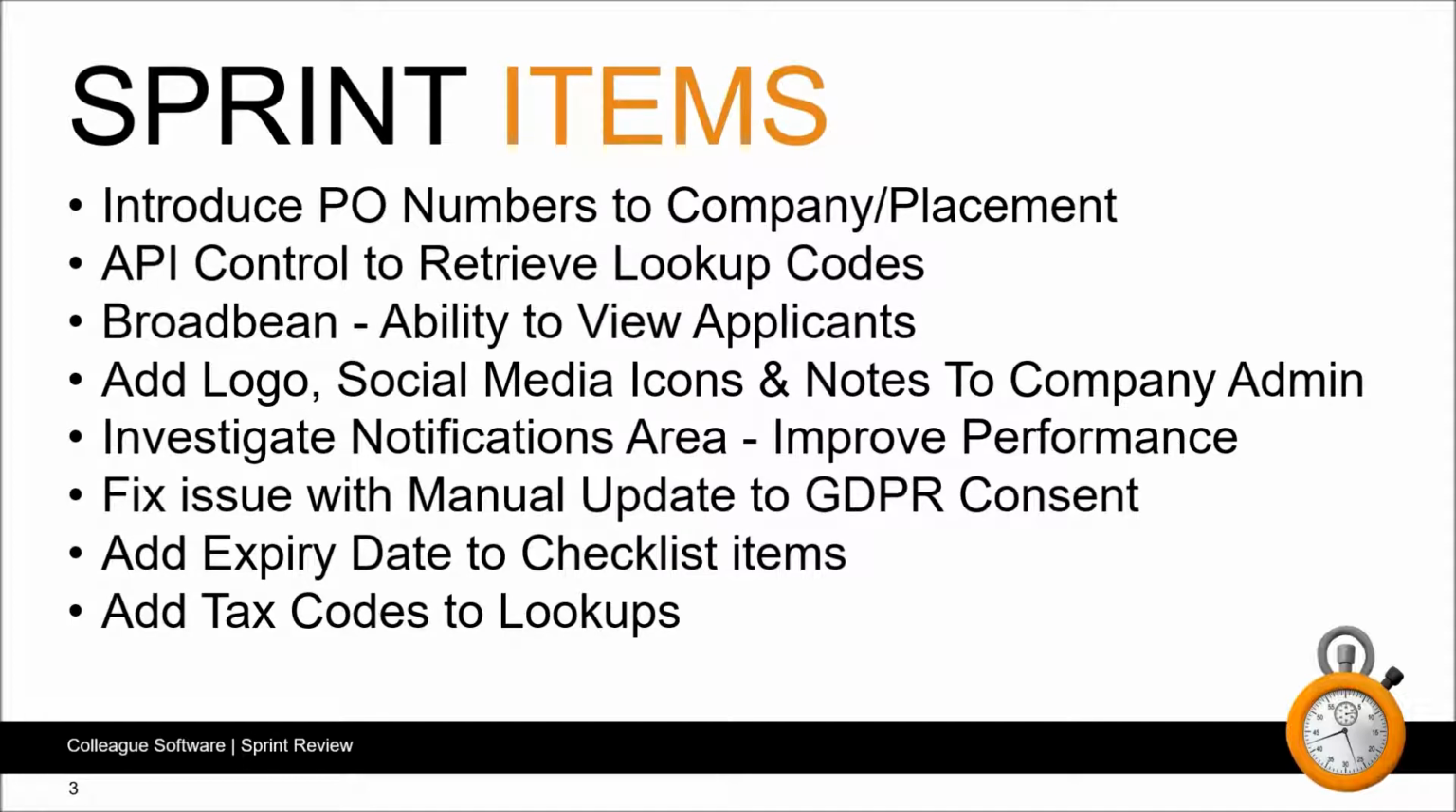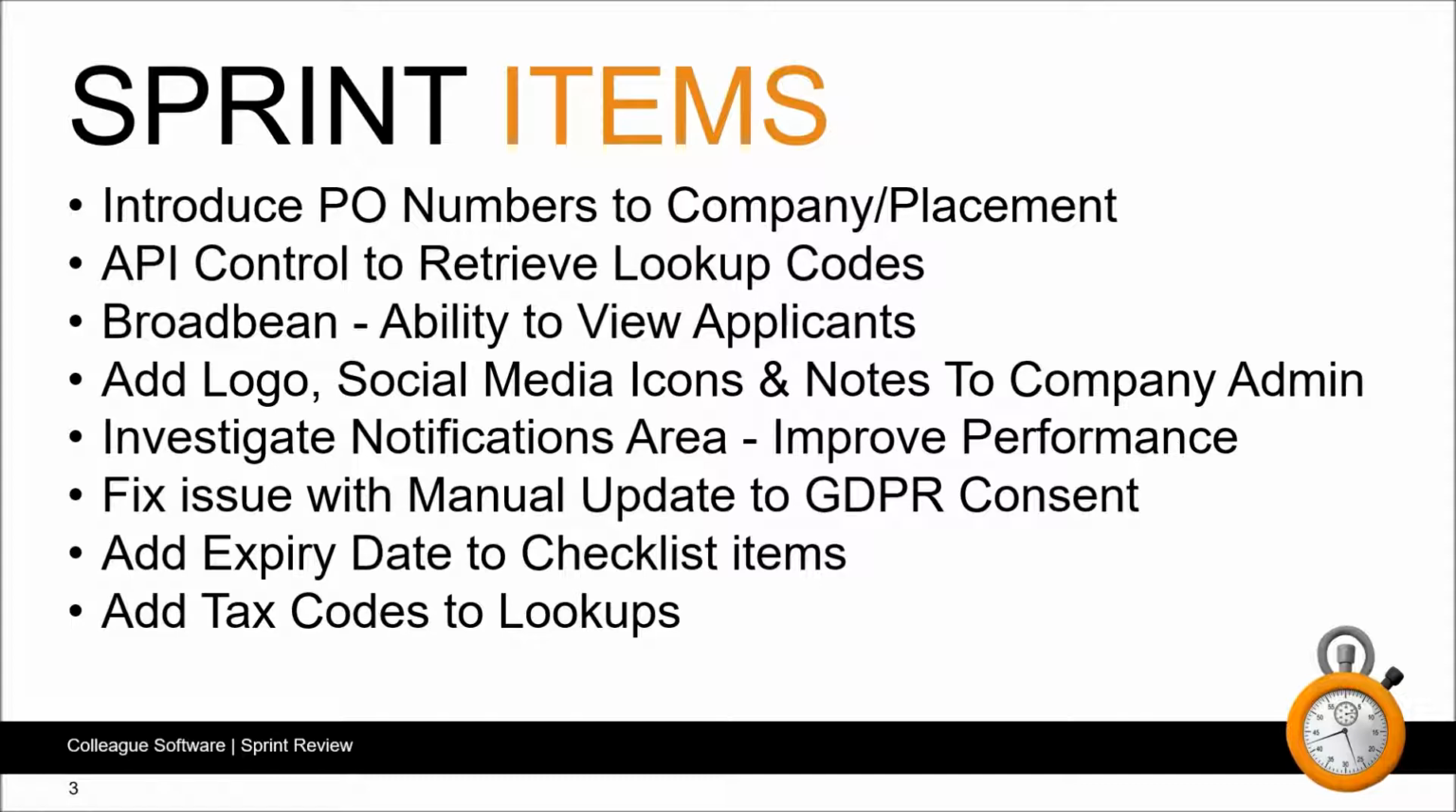Looking at the high-level items and to explain further, in this sprint, we've been able to begin work introducing back-office workflow into Colleague 7. This has started with the ability to store PO numbers against company and placement entities. We've updated our API again, this time with the control to retrieve a list of lookup codes from Colleague 7. And this completes the initial phase of works which we began some time ago and allows us to launch the API in an official capacity on our website.